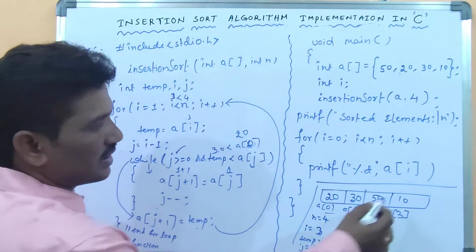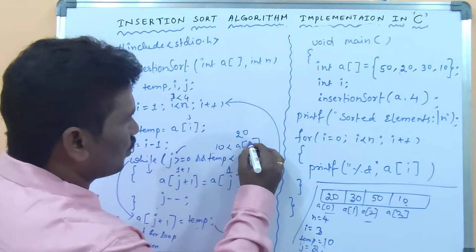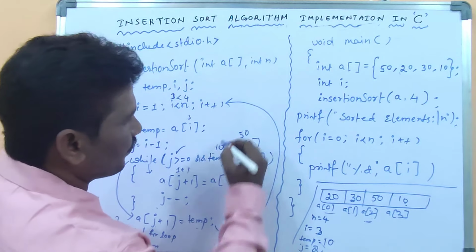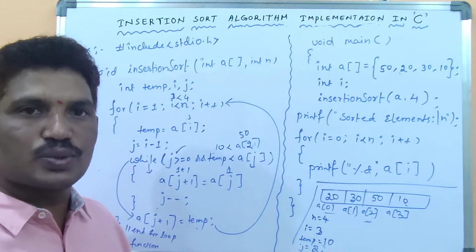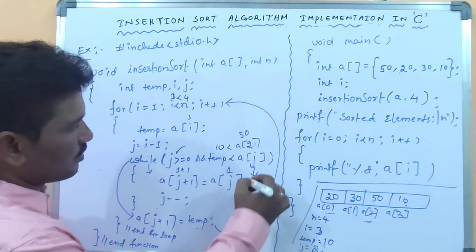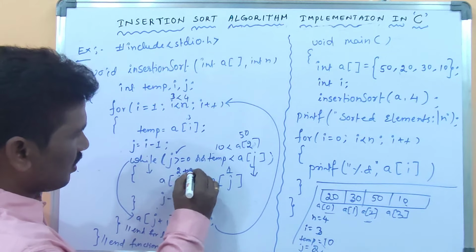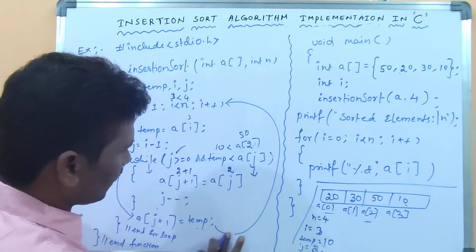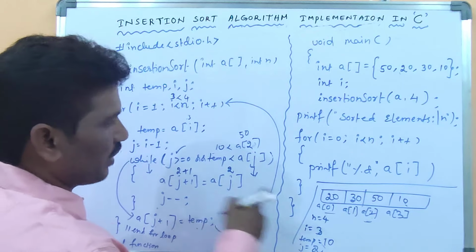Temp value is what? Here 10. A of 2. Because A of j, j value is 2, A of 2. What is A of 2? It is 50. 10 less than 50. 10 less than 50, is the condition true or false? The condition returns true. Then the control will come inside the loop. Then J value is what? 2 plus 1, 3. A of 3 equal to A of 2. Then here A of 3 equal to A of 2 value is what? 50.